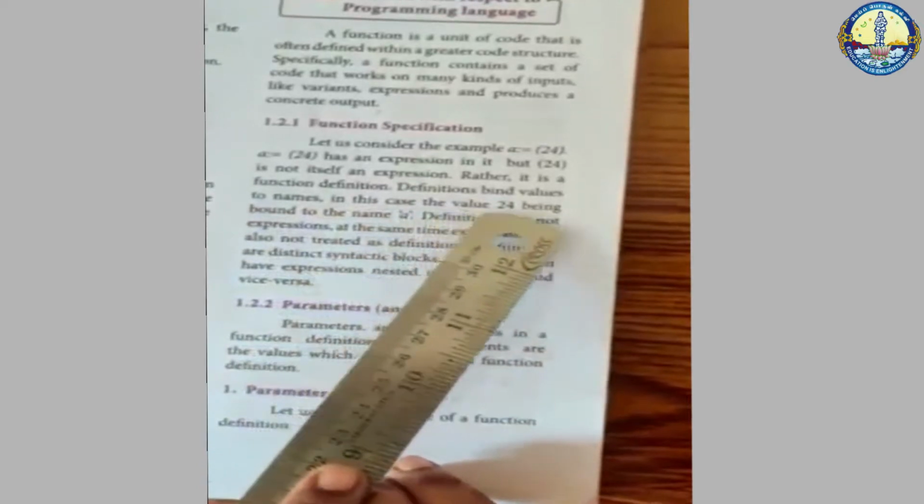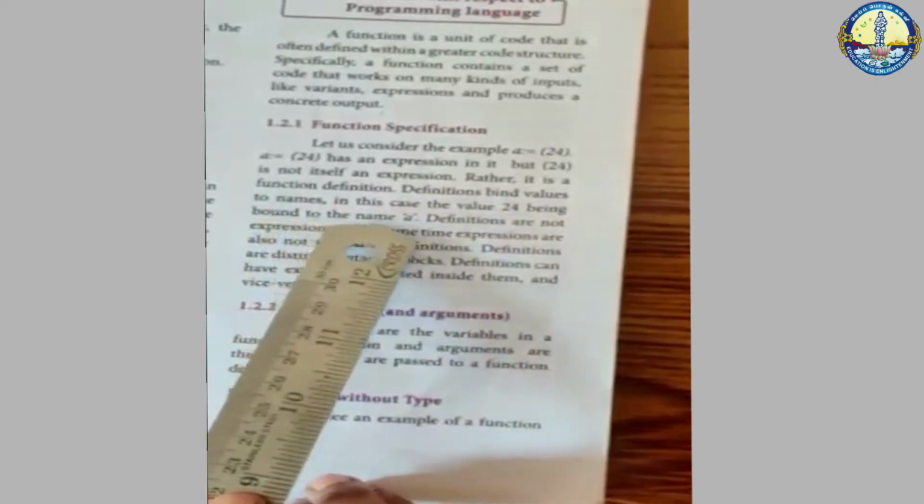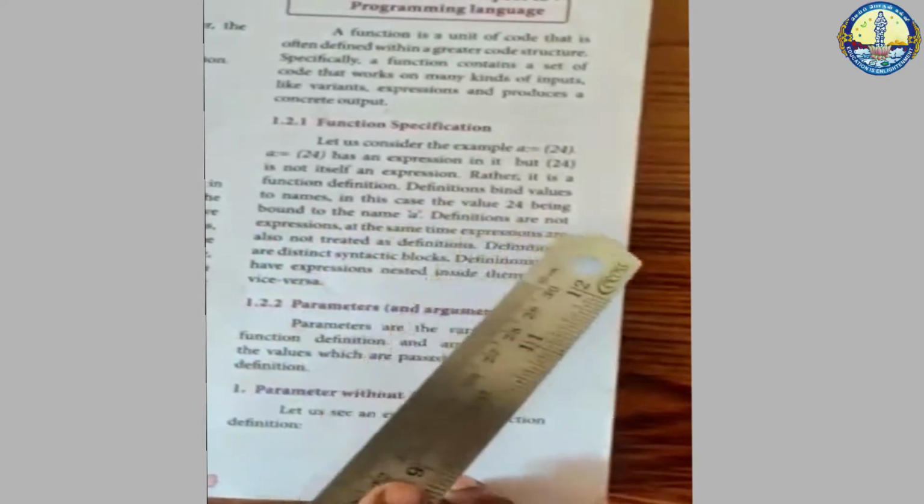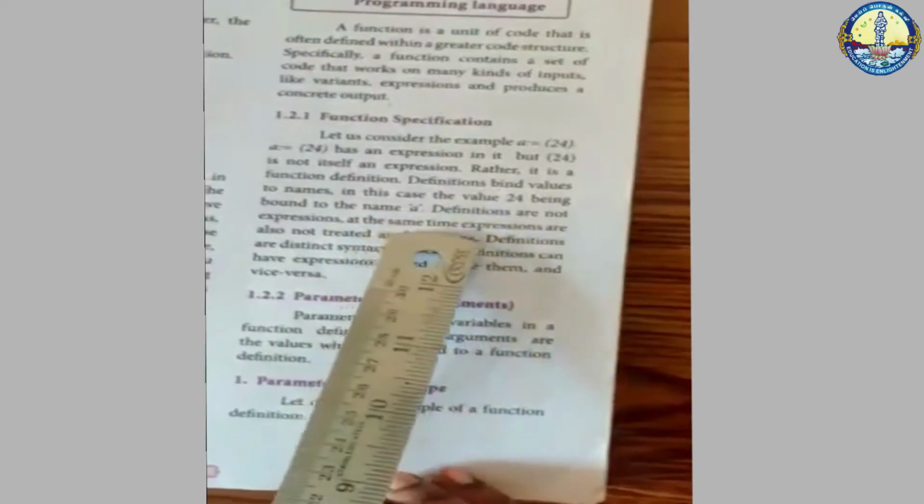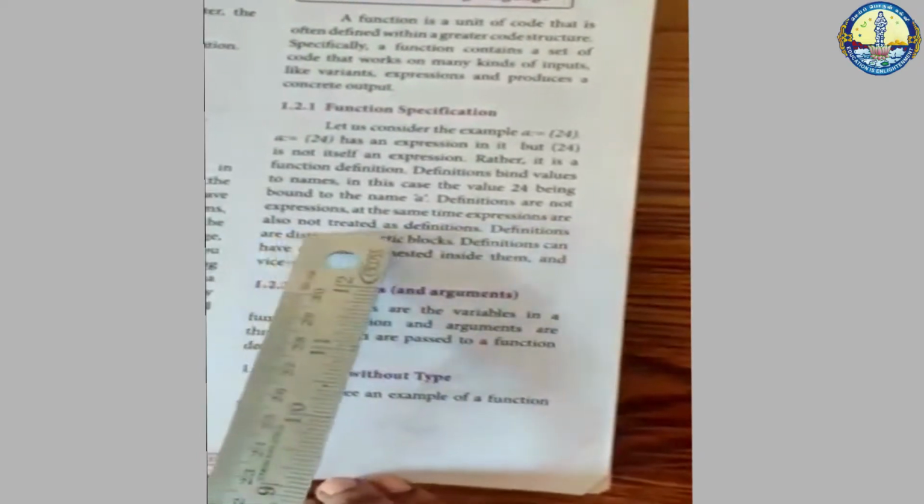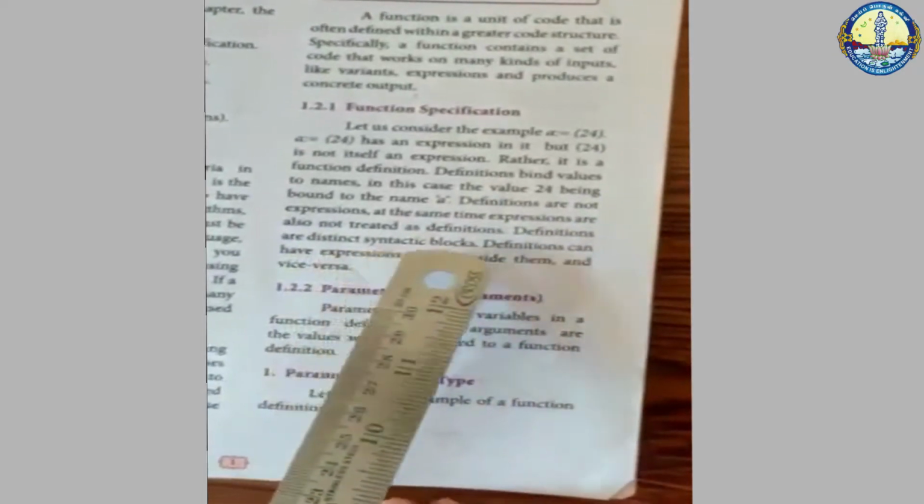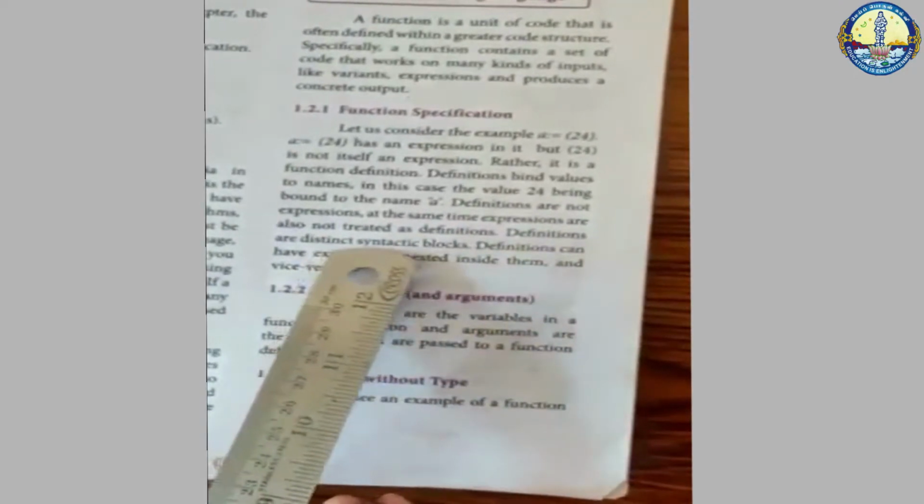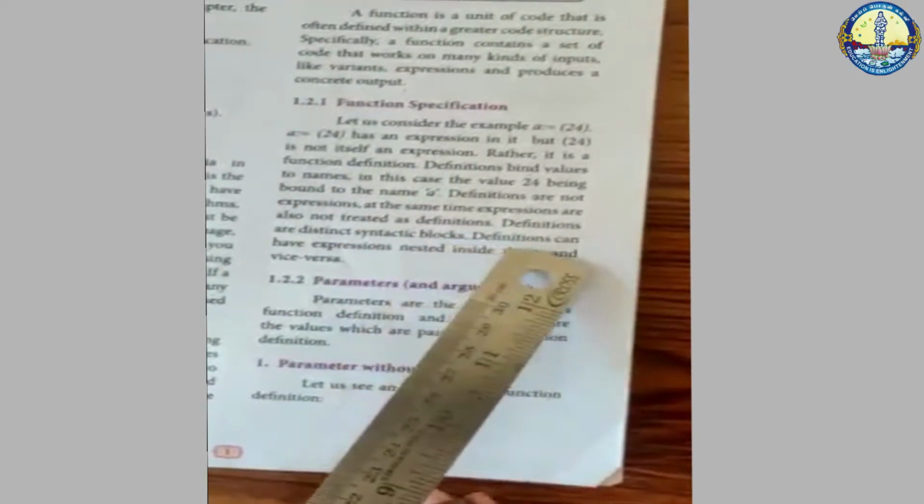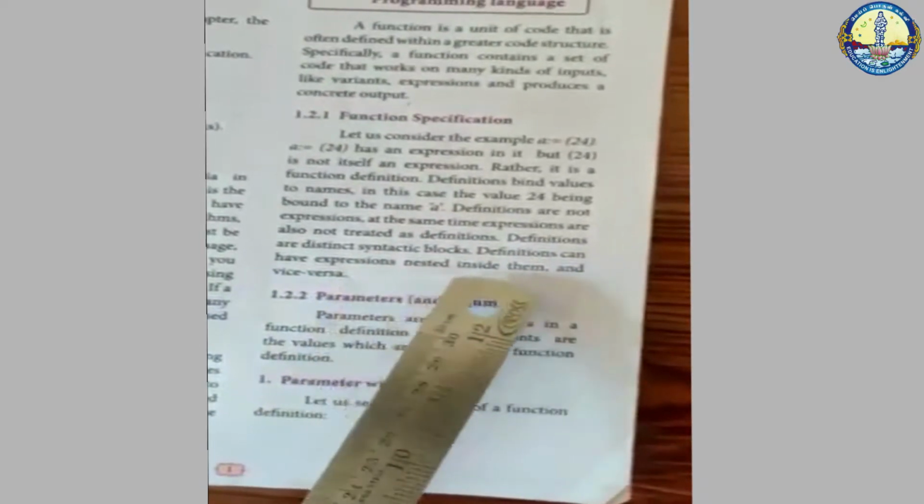Definitions bind values to names. In this case, the value 24 is being bound to the name a. Definitions are not expressions. At the same time, expressions are also not treated as definitions. Definitions are distinct syntactic blocks. Definitions can have expressions nested inside them, and vice versa.